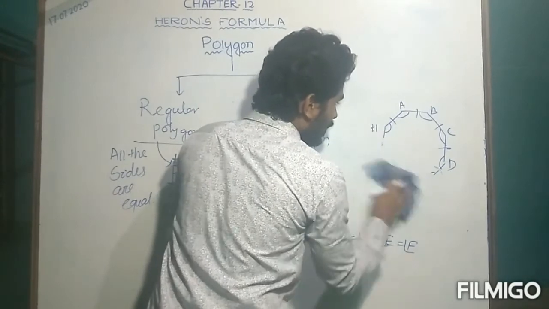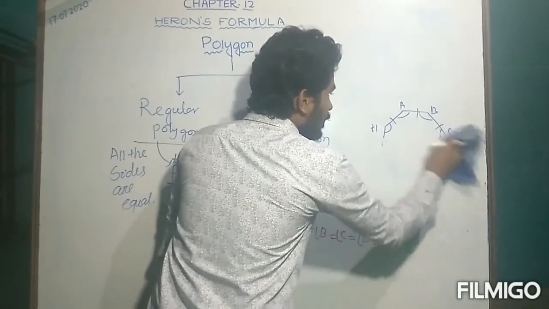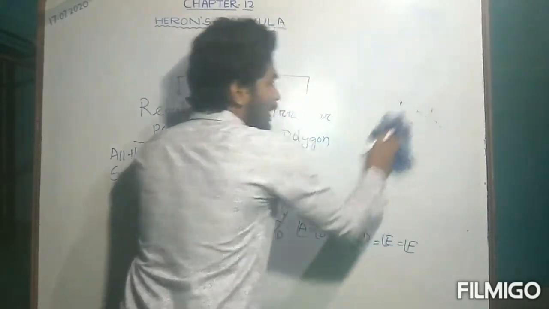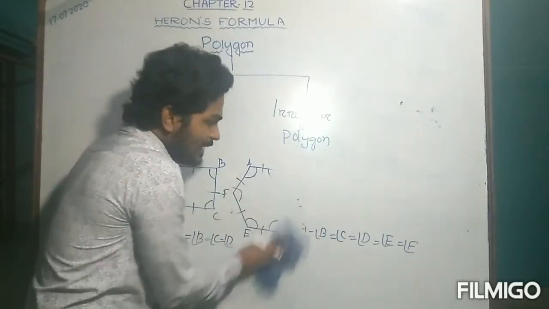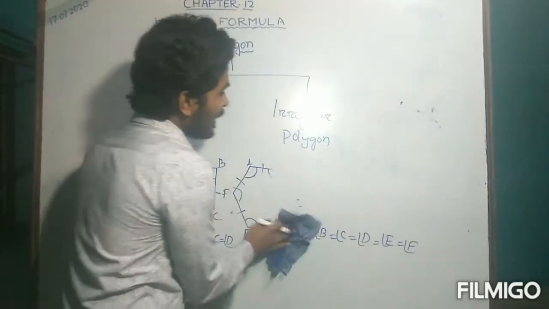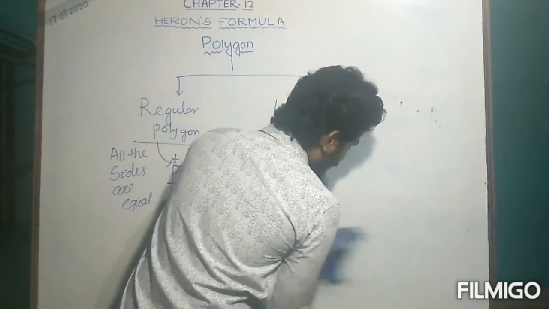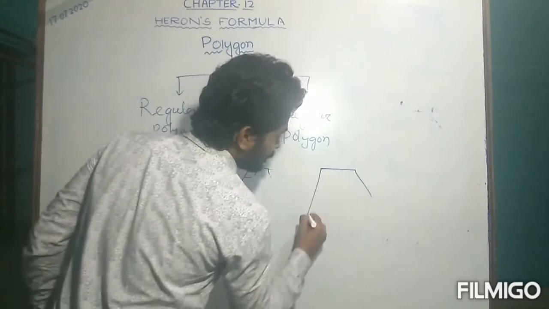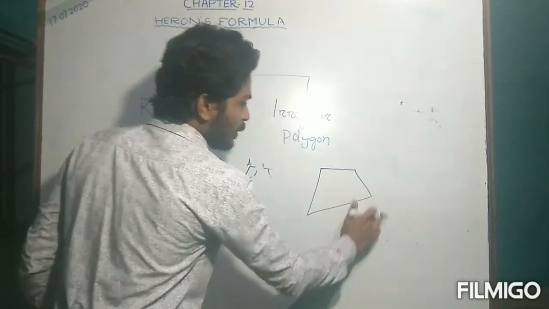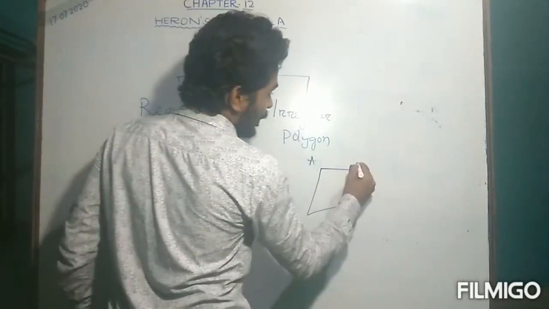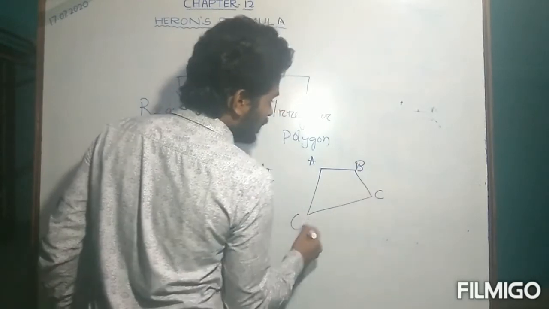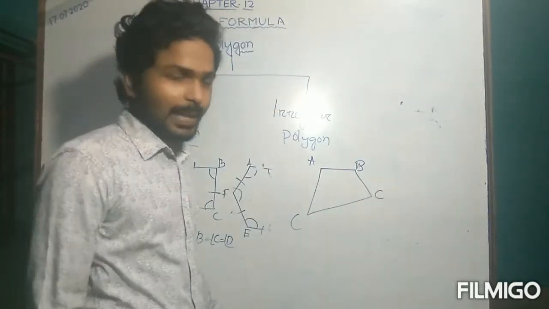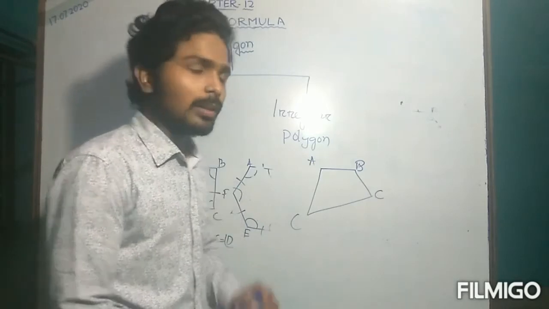Okay, so this is all about a regular polygon. Now, what is an irregular polygon? This is just the opposite of a regular polygon. That means if the sides are unequal, then it is an irregular polygon. See, this is a polygon, but all the sides are unequal. Okay, so it is an irregular polygon.